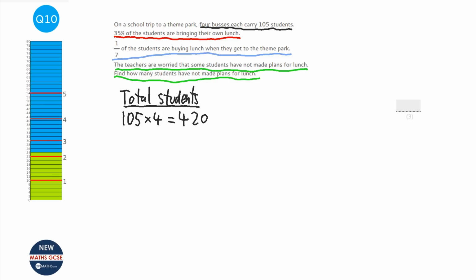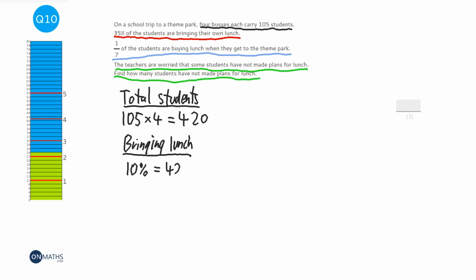So next we need to work out how many are bringing their own lunch. To do this, we're going to work out 10% first, which is going to be 42. Because if 100% is 420, that's how many students we have, 10% you just divide by 10. And next we can work out 5%, which is half of that, so it's just going to be 21. Next we need to work out 30%, because we need 35%.